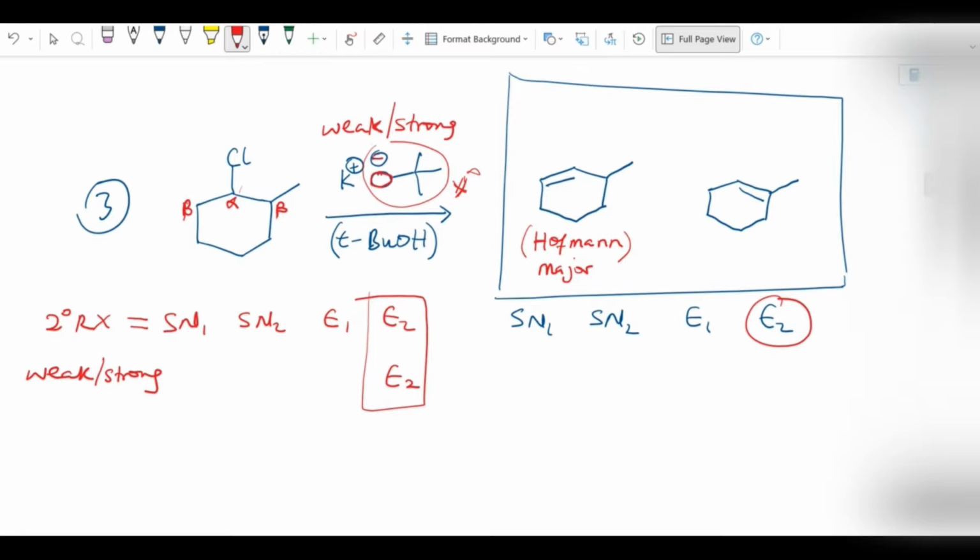So the Hofmann product will be the major product. Why? Because this can form faster. In the case of this other proton, the proton on this beta carbon, for that bulky base to abstract that proton, that bulky base will have to squeeze itself in between the two bulky groups, in between chlorine and methyl group. And so it's difficult to access this particular beta proton. And that's why the Zaitsev product is usually less favorable whenever we're doing an E2 reaction with a bulky base.